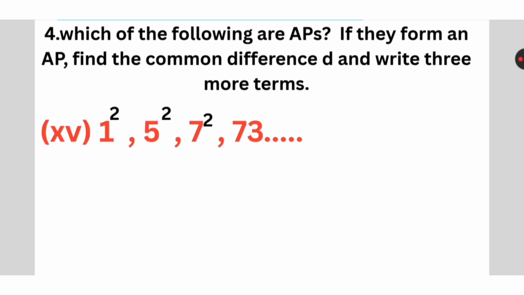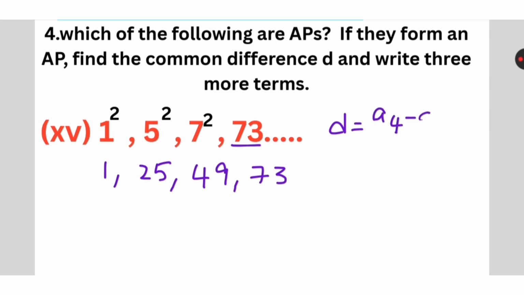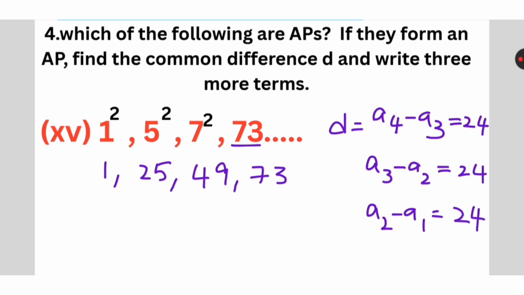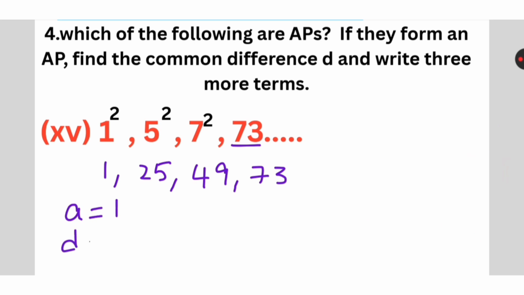Let's see the last question of this 5.1 exercise, which is 1 power 2, 5 power 2, 7 power 2, 73. 1 power 2 is nothing but 1, 5 power 2 is 25, 7 power 2 is 49, and here we have 73. Now check the difference. a4 minus a3 is 73 minus 49, which is 24. a3 minus a2 is 49 minus 25, which is 24. And a2 minus a1 is 25 minus 1, which gives 24. So here the common differences are the same. That means this sequence forms an arithmetic progression. A is 1 and the difference is 24.